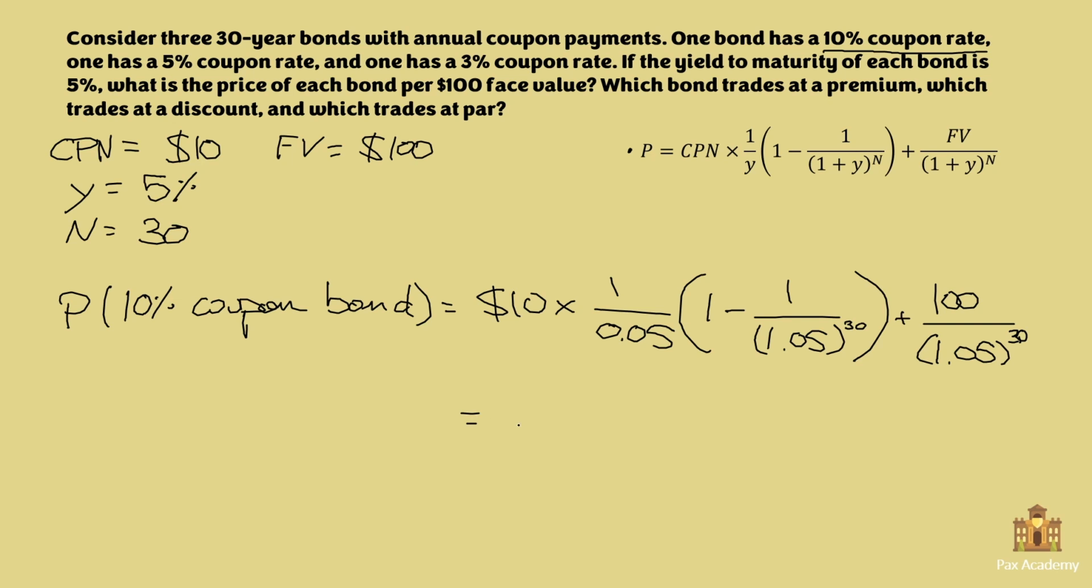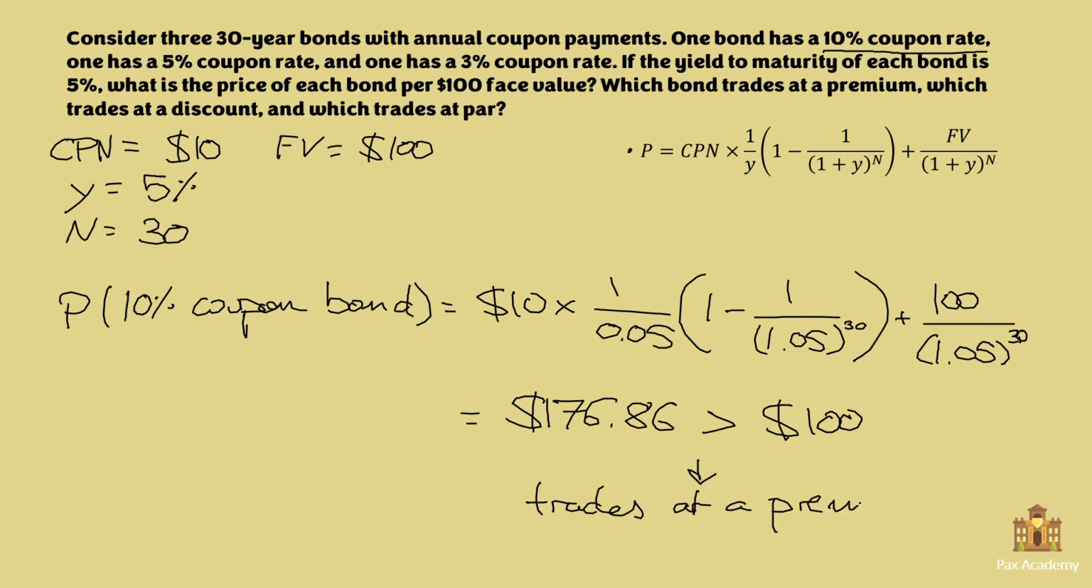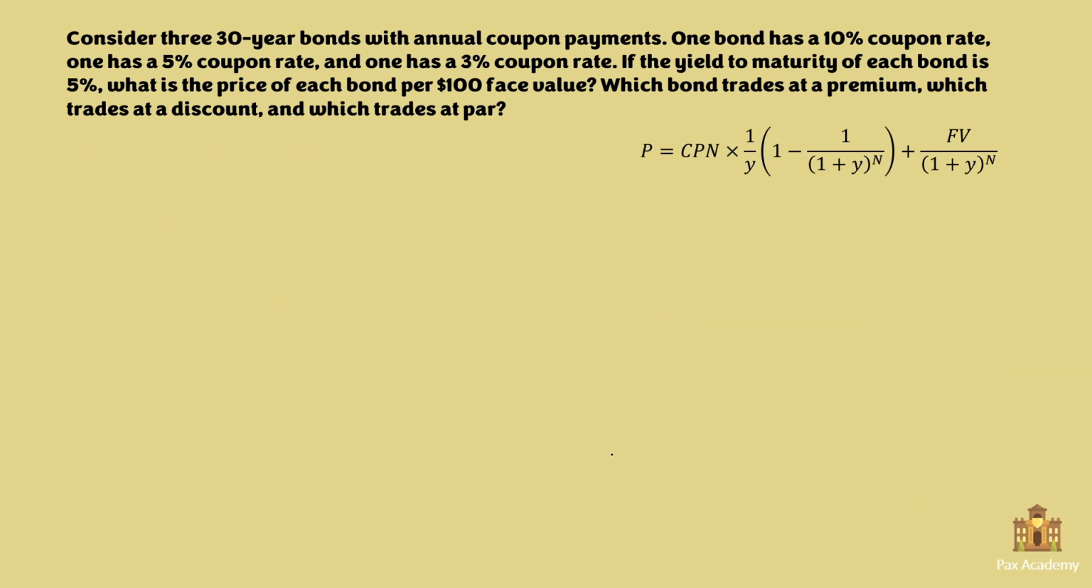Now, if you plug this into the calculator, you should get that the price of the 10% coupon bond is equal to $176.86. Now, as you can see, this is higher than the face value of $100. Therefore, we can say that this bond trades at a premium. Let's look at the second bond.